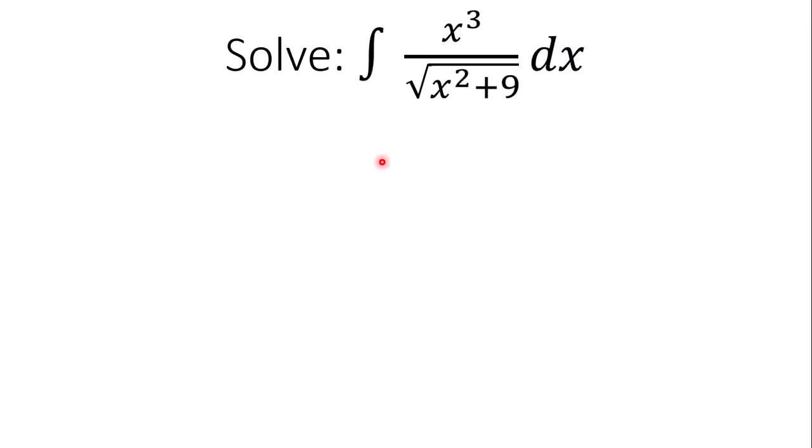Before we start, let's write our solution first. Let's repeat this one. X cubed divided by square root of x squared plus 9.